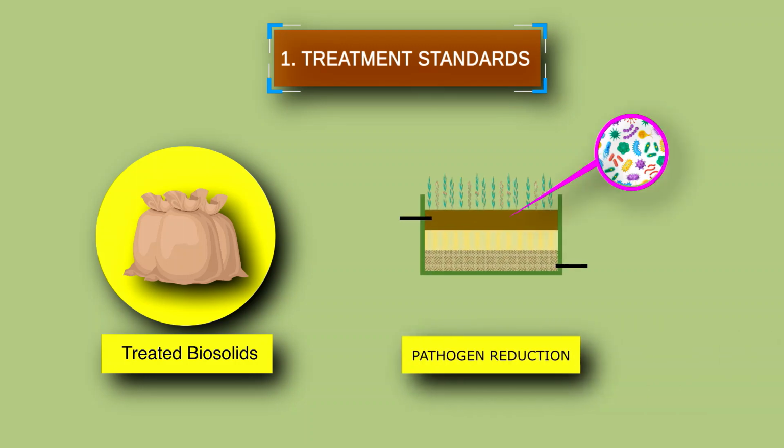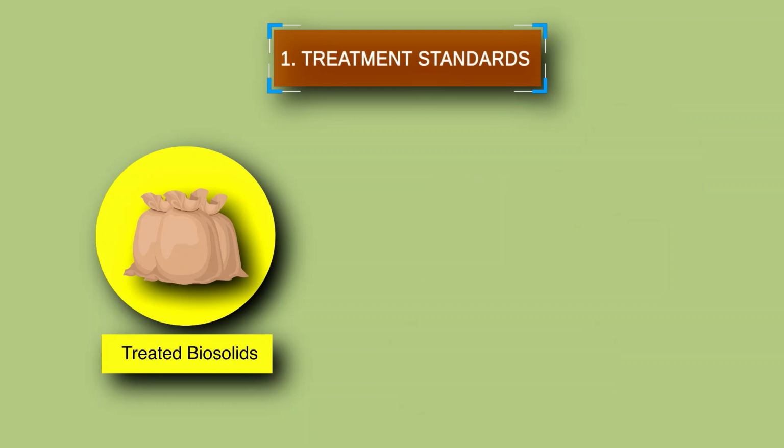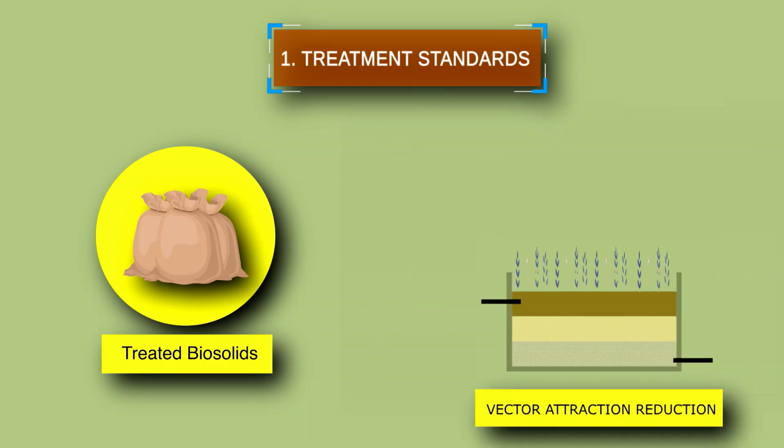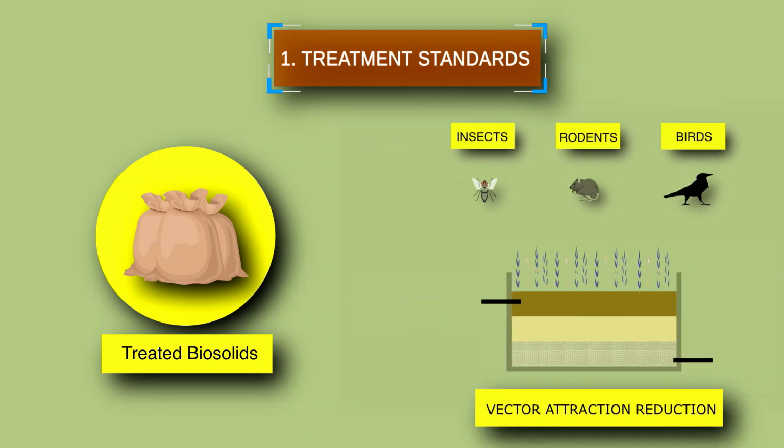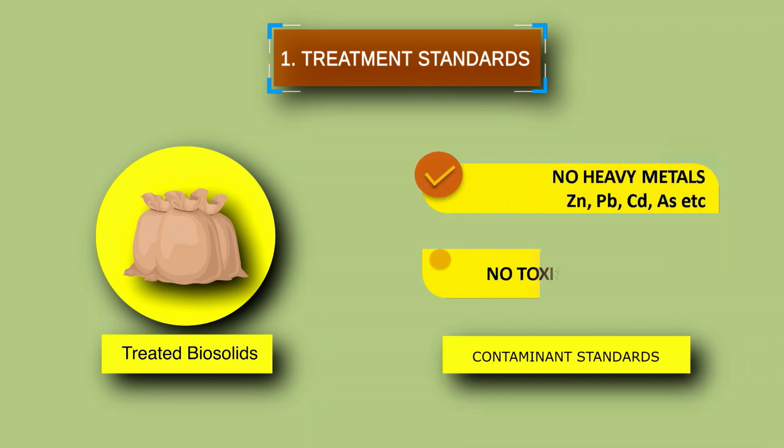Pathogen loads are reduced so that solids can be handled safely by workers and farmers and risk to public health is minimized. Vector attraction reduction. The risk of pathogen transmission is more if insects, rodents, and birds are attracted to fecal sludge. Vector attraction reduction is therefore a must. Contaminant standards. Biosolids should not have heavy metals and other toxic contaminants that may affect the health of soils when applied by farmers. I can see, Sharma ji, that the treated solid standards are as per international standards.